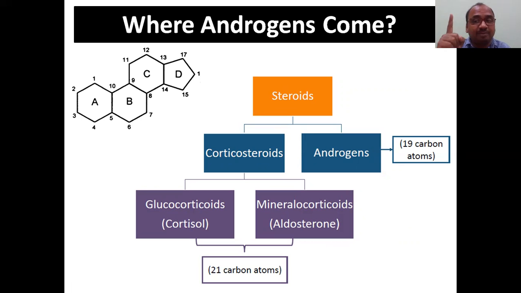Corticosteroids, which I have already completed and uploaded the video, you just watch it. Next is androgens. Androgens consist of 19 carbon atoms, two extra than this. Two more carbons come and attach to the steroid ring, then you can say it is an androgen. Whereas corticosteroids, glucocorticoids and mineralocorticoids both, consist of 21 carbon atoms. See, here it is 19, 20 minus 1; here 20 plus 1, 21. So 1 is minus for androgen, 1 is plus for corticosteroids.